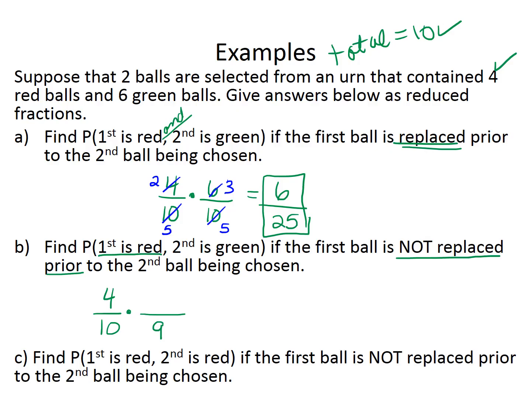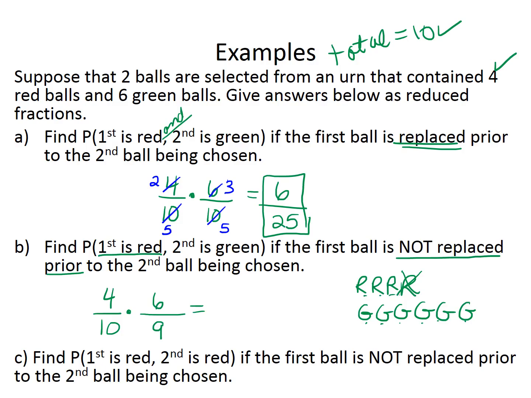But the first one was red, the probability the first is red. So you still have 6 green balls, all right? So you had originally 4 red and 6 green. So the probability the first is red and the second green if the first ball is not replaced. So the first ball was red, which was not put back in. So you still have all 6 green balls, but you only have 9 total. All right, you're missing that one.